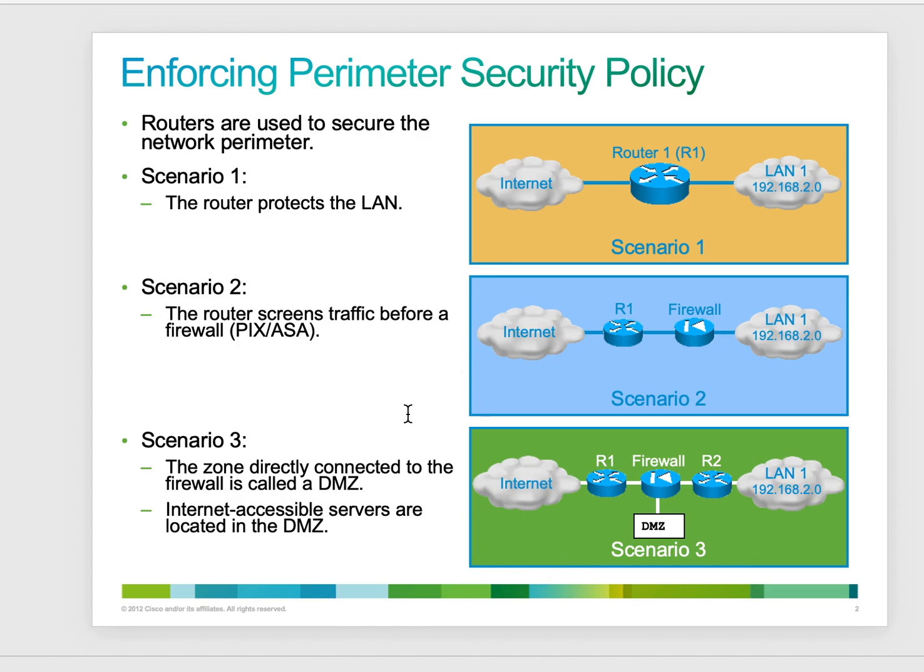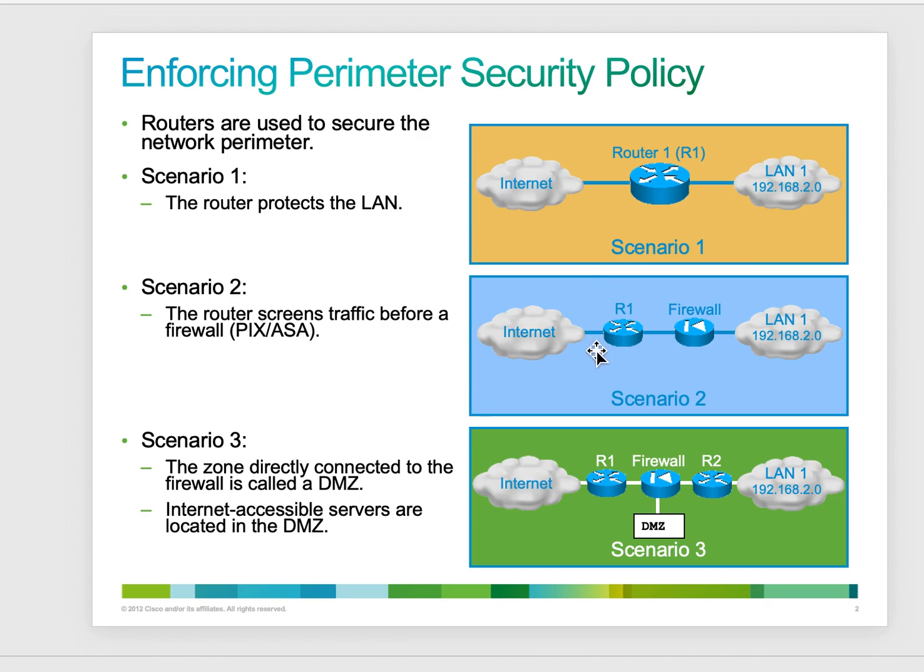Scenario one is that the router protects the LAN. We have the internet where everything is coming from, then it enters the local area network through the router. This is router 1. Everything from the internet is the public network. Everything coming from this public network enters your private network, your local area network, through the router. So the router is a gateway, and it protects your local area network. It becomes a perimeter fence for your local area network. That's the first scenario.